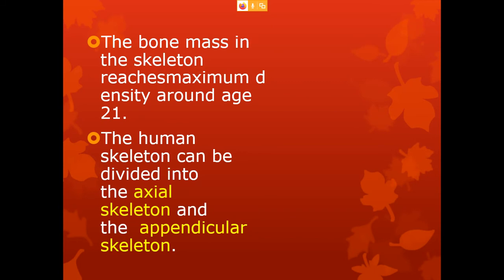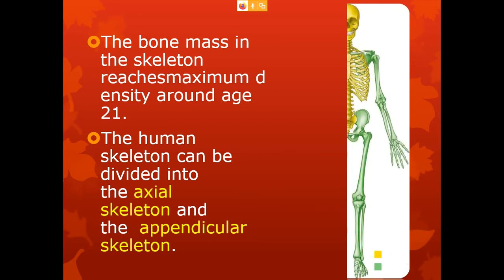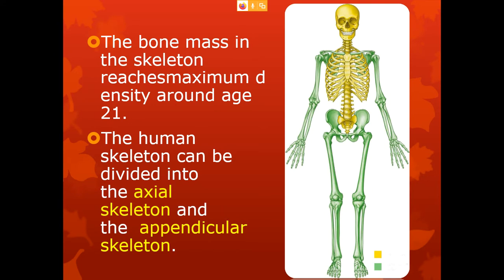The human skeleton can be divided into axial skeleton and appendicular skeleton. Let me show you this axial and appendicular skeleton. Yes, here you can identify the axial skeleton and appendicular. What is meant by axial? This yellow colored part which you are seeing in the skeleton: the skull, then the vertebral column, ribs, and we can identify the sternum.